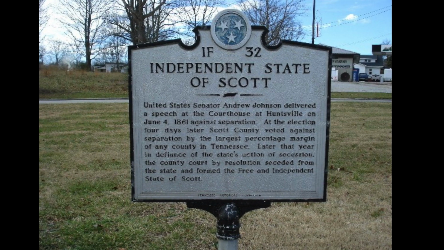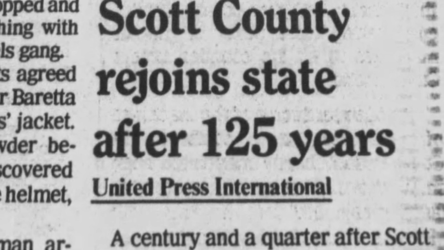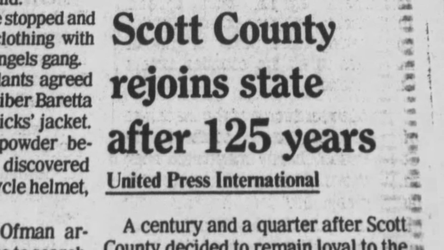The Free and Independent State of Scott was a movement in the southern state of Tennessee where Scott County declared itself free and independent after Tennessee's decision to align with the Confederacy. It became an enclave for Union troops, and interestingly, never officially rescinded its independence until 1986, though by that point it was very much symbolic and not official in any capacity.